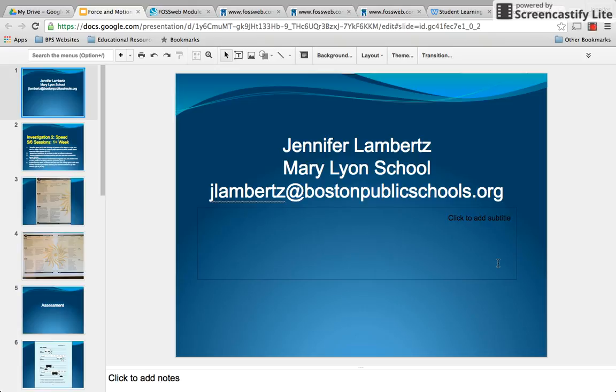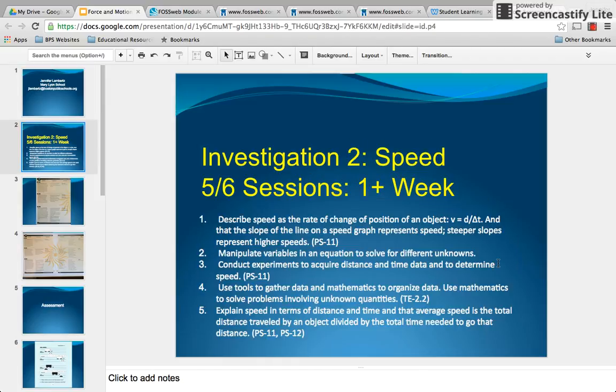My email is jlamberts@bostonpublicschools.org. I will be discussing investigation 2 called Speed. This is about 5 or 6 sessions or over a week. I would say that this will take you at least a week and a half, and it can even take longer. I wouldn't spend more than 2 weeks on it, but there are really important concepts embedded into this investigation.